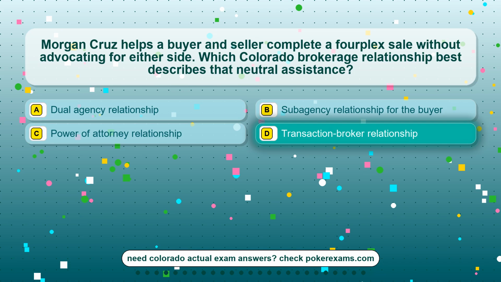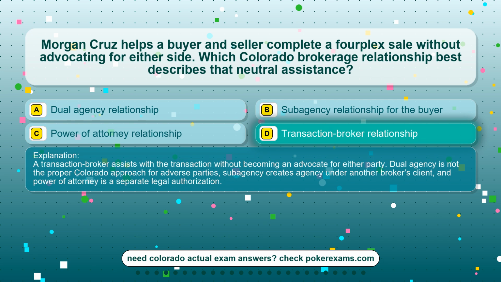The correct answer is option D. Transaction-broker relationship. A transaction-broker assists with the transaction without becoming an advocate for either party. Dual agency is not the proper Colorado approach for adverse parties. Subagency creates agency under another broker's client, and power of attorney is a separate legal authorization.